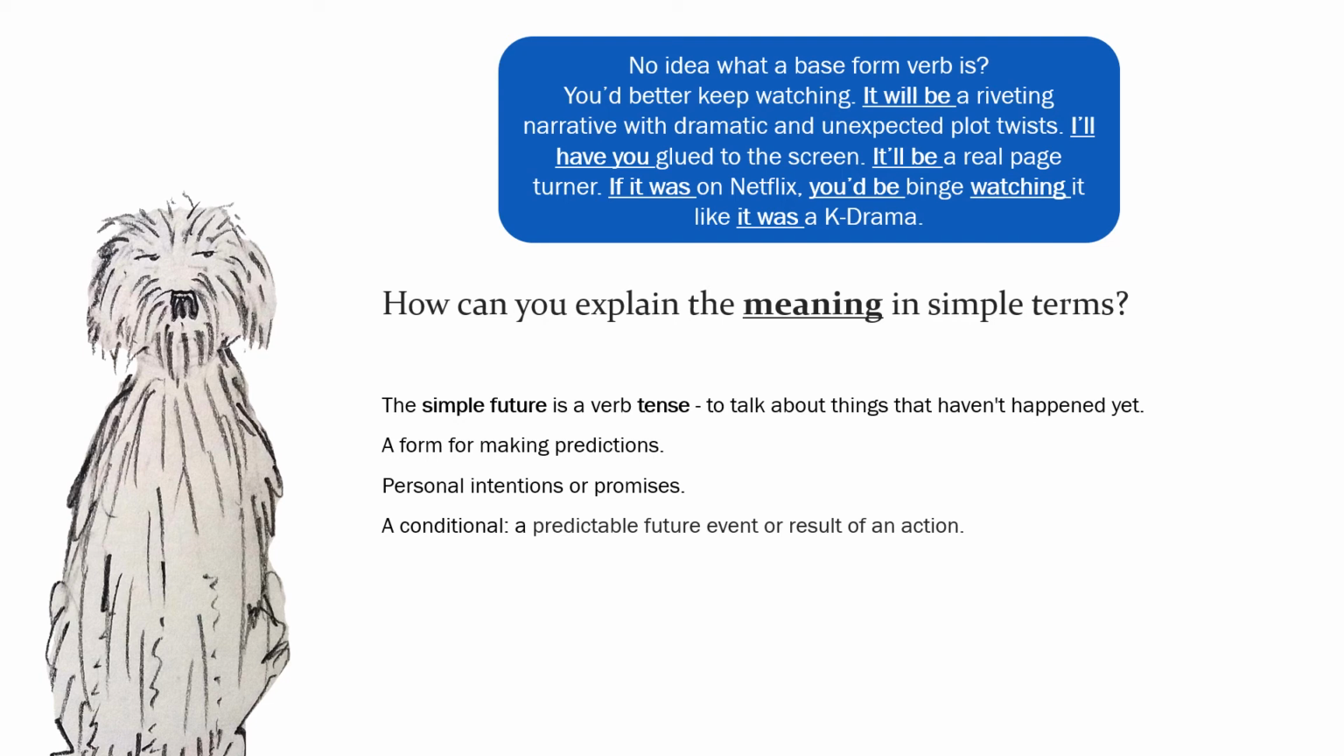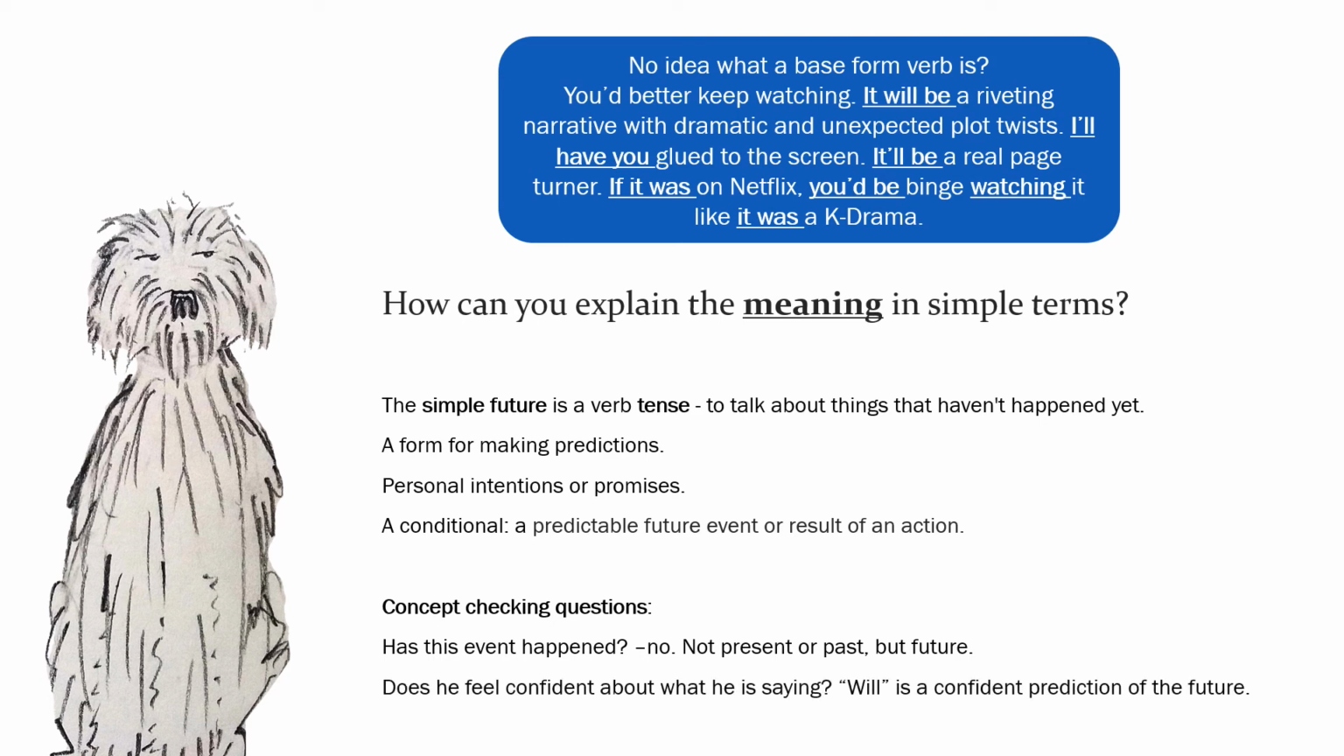Let's think of some concept-checking questions to help us see if we get the meaning. Answer this question. If we're talking about the future will, has this event happened? Here's another question. When Neil uses this form, does he feel confident about what he is saying? That's why we use this will form for promises, predictions, and intentions about the future, because we will it to happen. We want it to happen. And finally, another question. If Neil was to say, it might be a riveting narrative, how does that change the meaning?